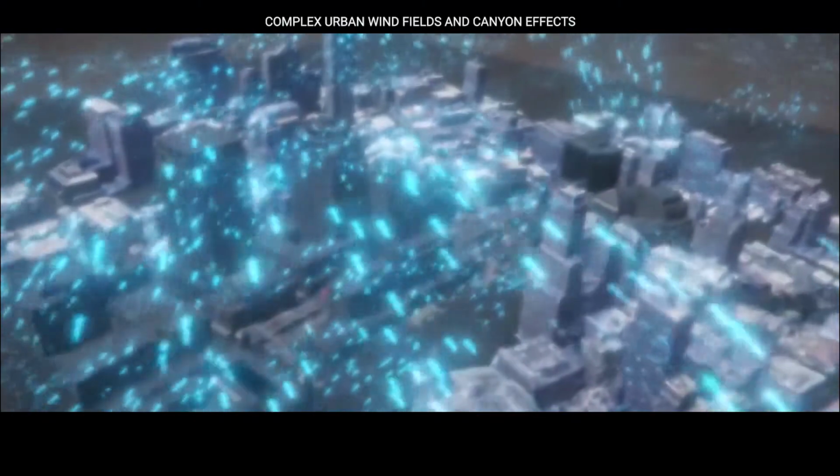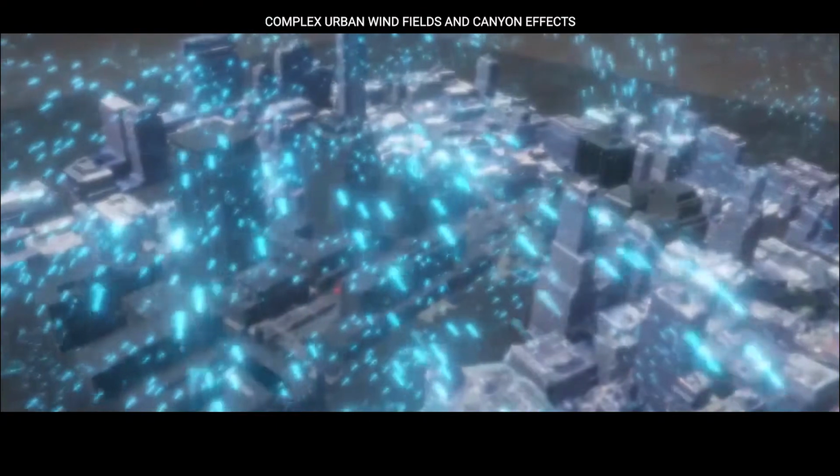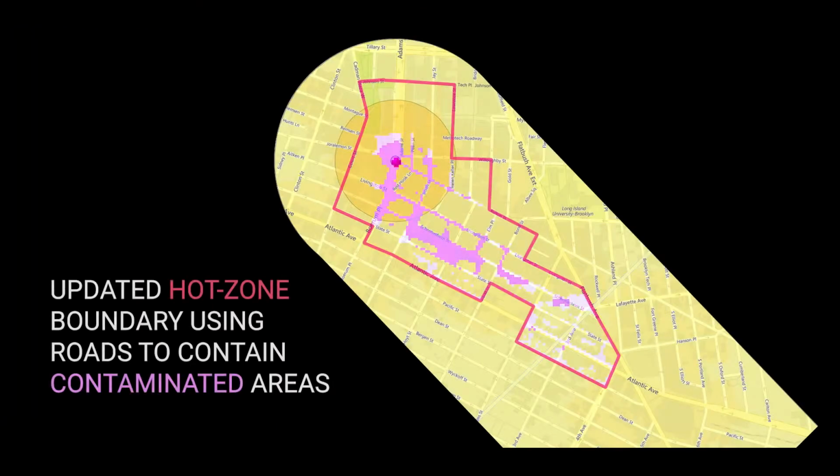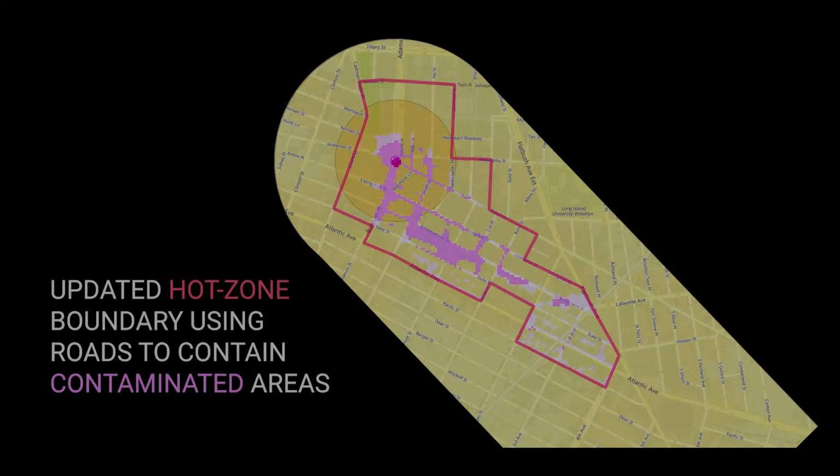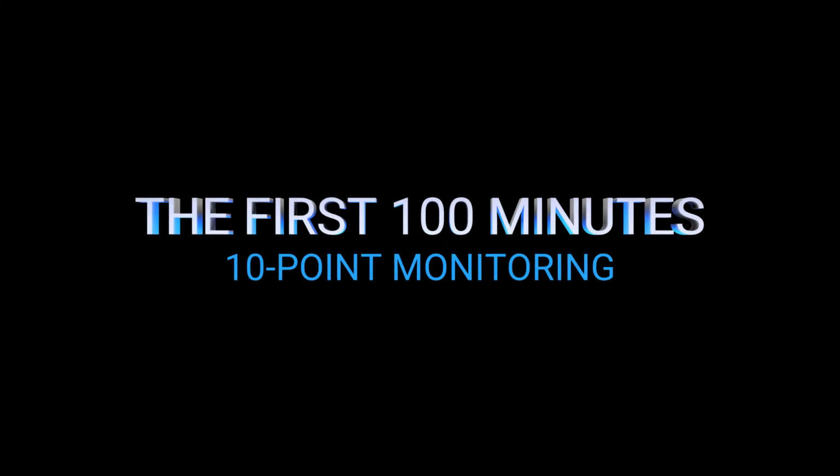Complex urban wind fields can create a chaotic hot zone contamination area. Adjust hot zone boundaries using convenient local features, such as roads, to contain the areas that exceed hotline exposure rates or contamination levels. The 10-point monitoring plan.